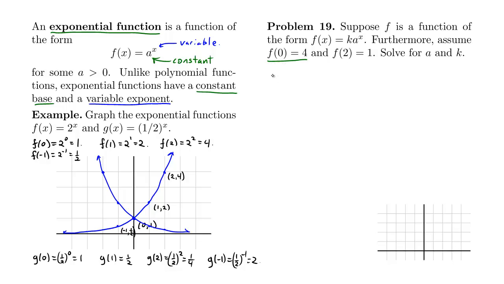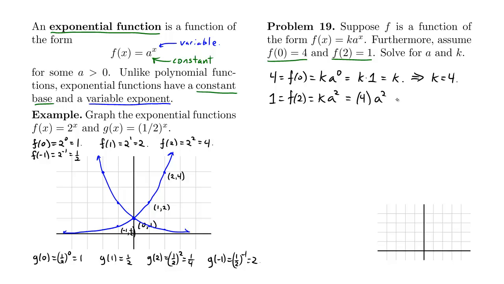First, since f of 0 is equal to 4, we know that 4 is equal to k times a to the 0, which is just k. So k equals 4. Our function for f now looks like f of x equals 4 times a to the x. Since f of 2 is equal to 1, we have 1 equal to 4 times a squared, and rearranging, we get 1/4 equals a squared, and hence a equals 1/2 is a solution.